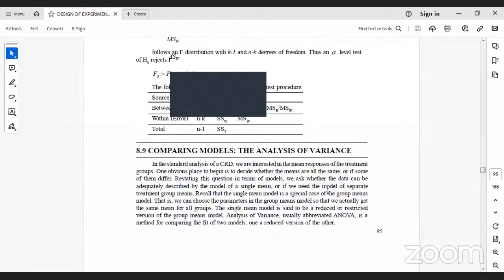So, comparing models, the analysis of variance. In the standard analysis of CRD, we are interested in the mean response of the treatment groups. One obvious place to begin is to decide whether the means are the same.